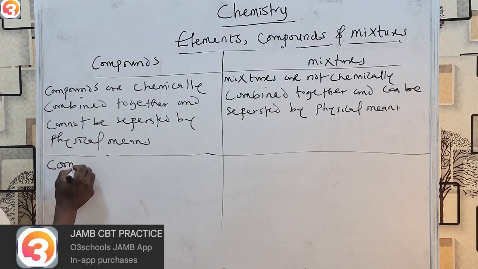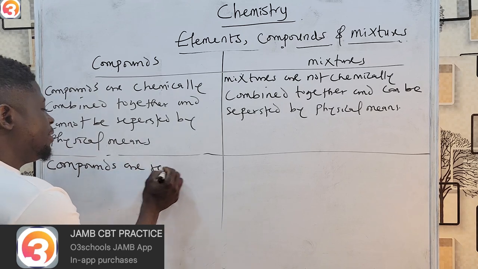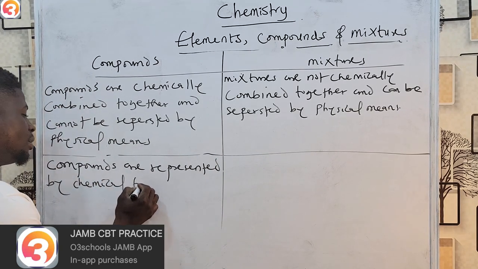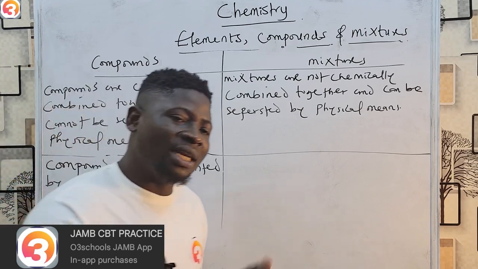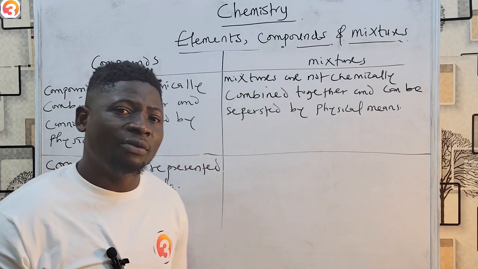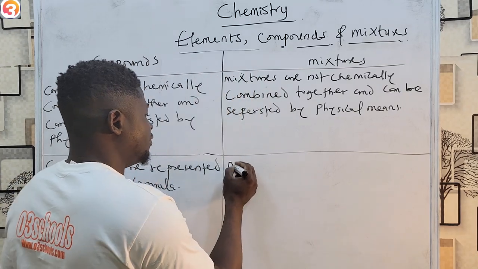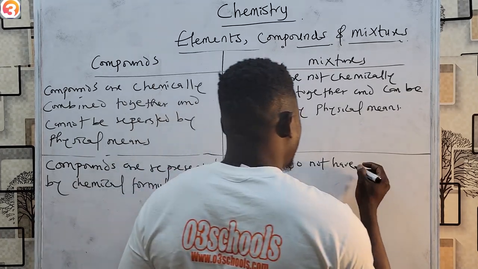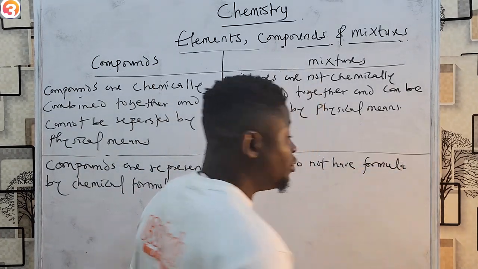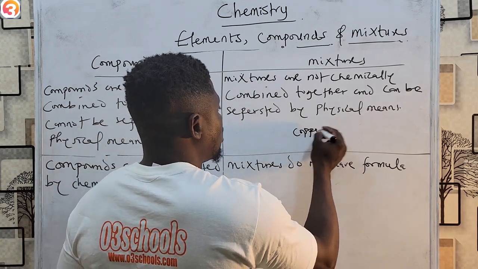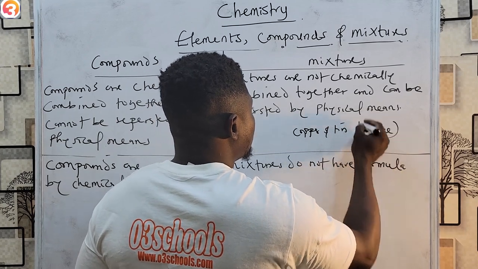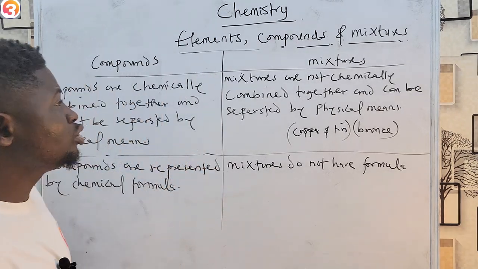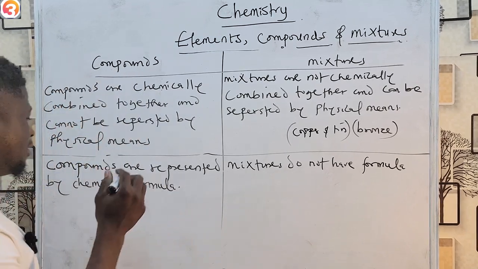Compounds are represented by chemical formulas. For example, a reaction between an acid and a base to form salt and water has a formula. Mixtures do not have or are not represented by formulas. For example, a mixture of copper and tin to form bronze does not have a formula. The saline solution does not have a formula. So make sure mixtures are not represented by chemical formulas.